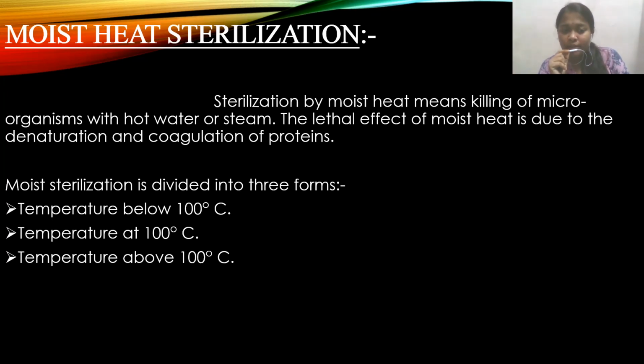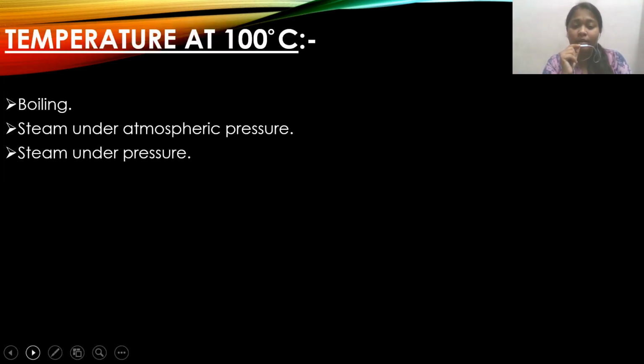So, moist heat sterilization is divided into three forms. First one is temperature below 100 degrees Celsius. Second is temperature at 100 degrees Celsius. And third one is temperature above 100 degrees Celsius. So, our topic is temperature at 100 degrees Celsius. It also has three types. First is boiling, second, steam under atmospheric pressure, and third, steam under pressure.